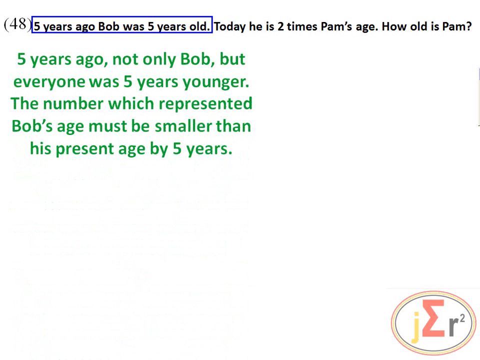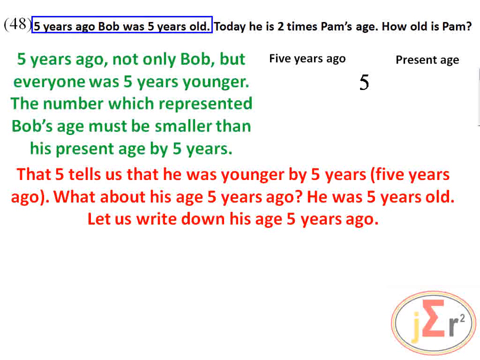5 years ago, not only Bob, but everyone was 5 years younger. The number which represented Bob's age must be smaller than his present age by 5 years. So we have 5 years ago and we have present age. Then we have that intermediate 5 right there. That 5 tells us that he was younger by 5 years. 5 years ago. What about his age 5 years ago? What was his age given as 5 years ago? He was 5 years old.